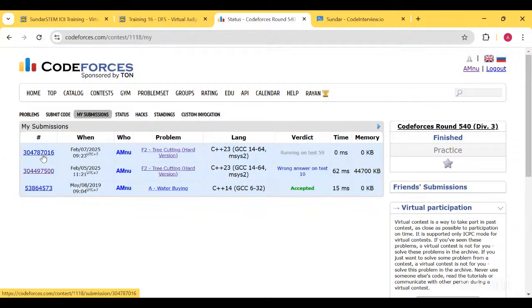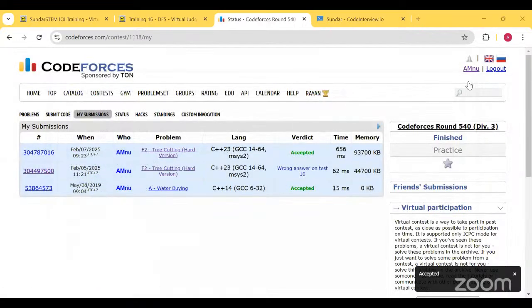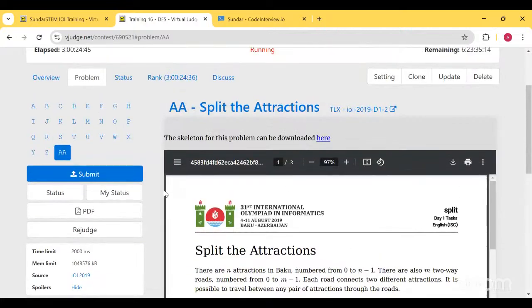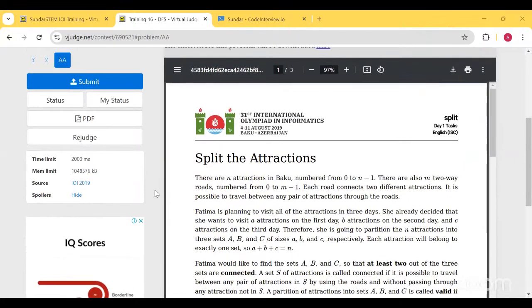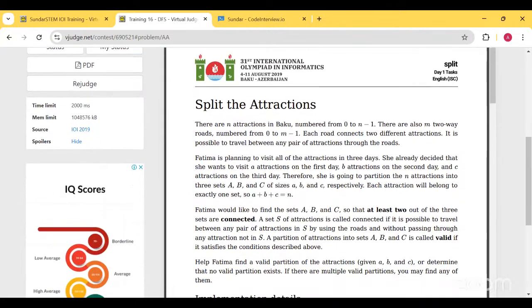Alright, I think it is accepted. Okay, accepted. Alhamdulillah. Okay, so you already discussed this, right? Already solved this? No, okay. But seniors already solved this. Alright, so have you read this problem? Alright, I see.